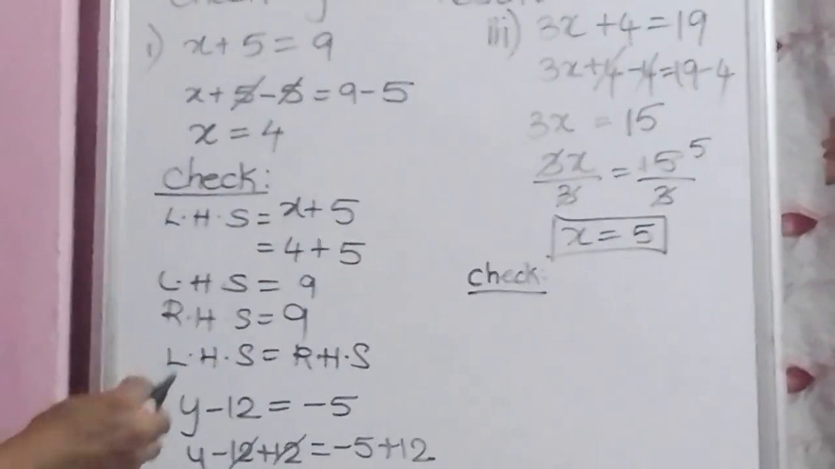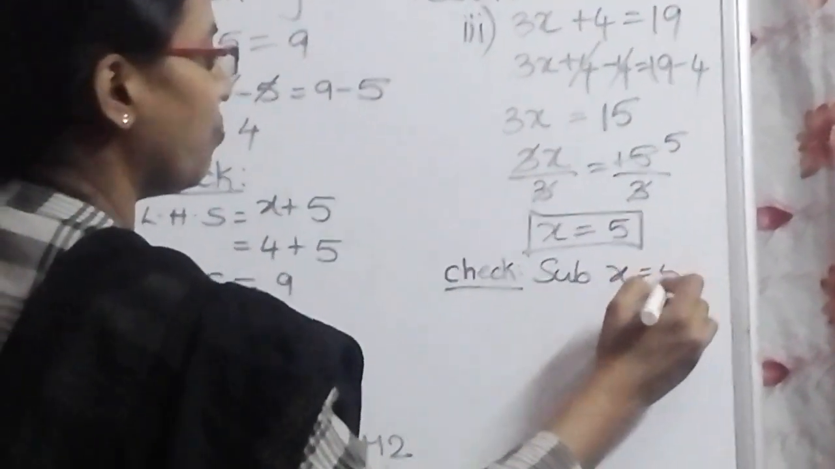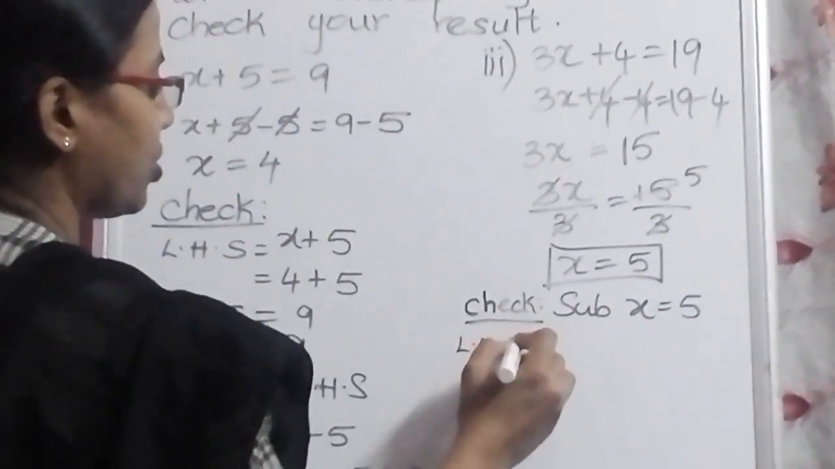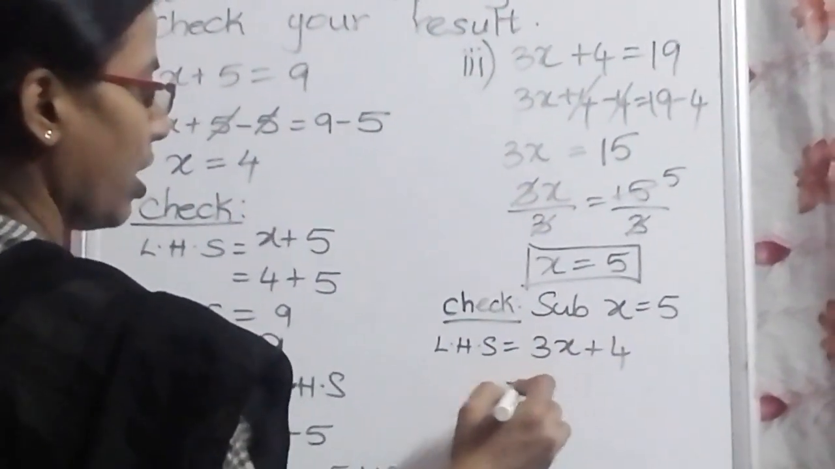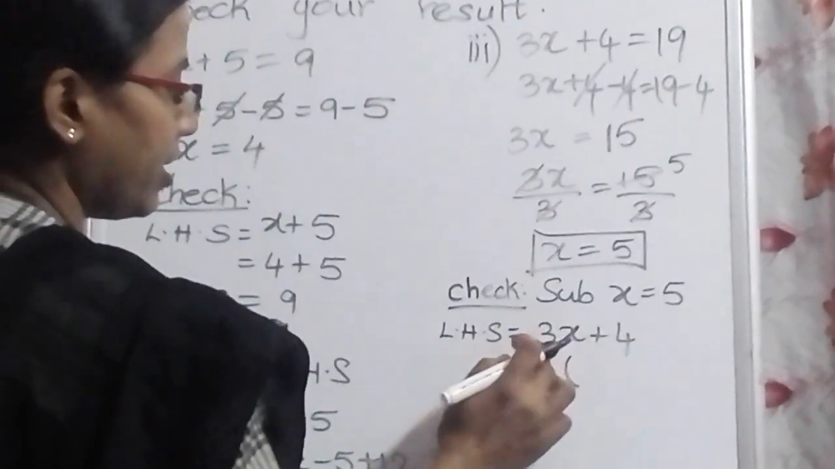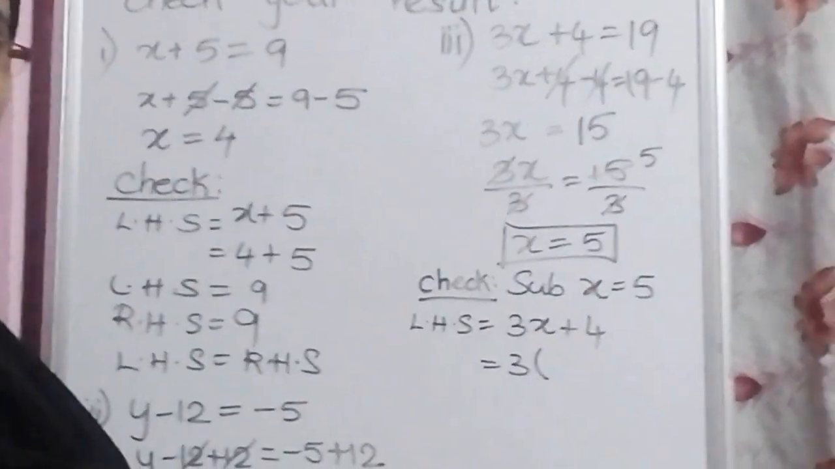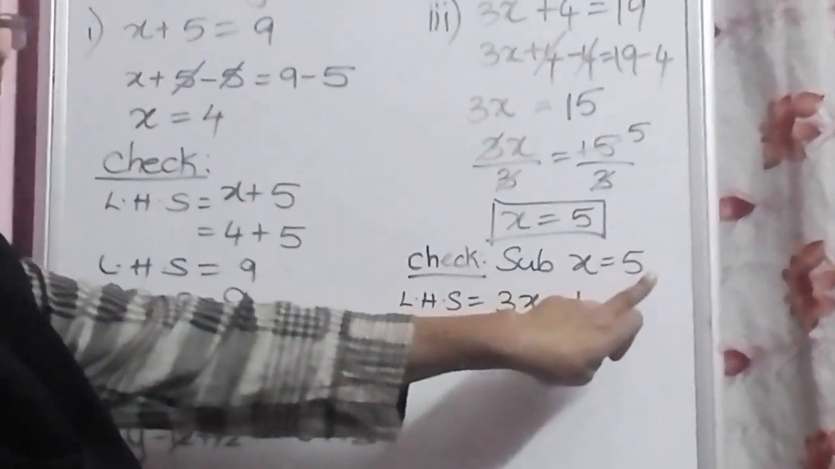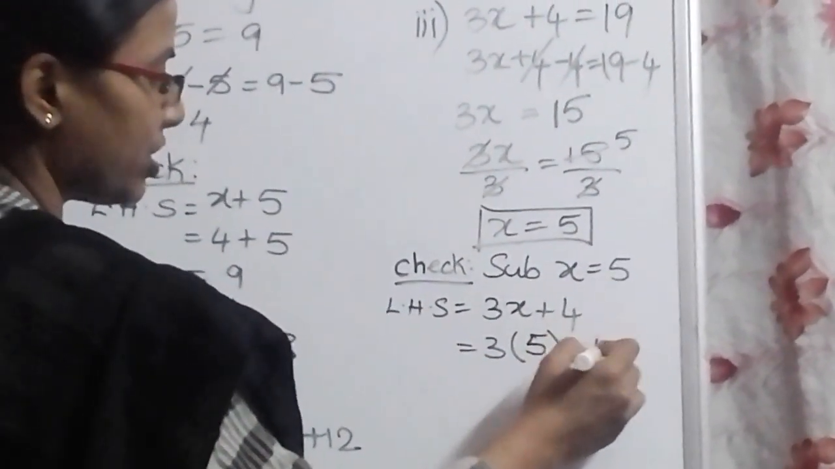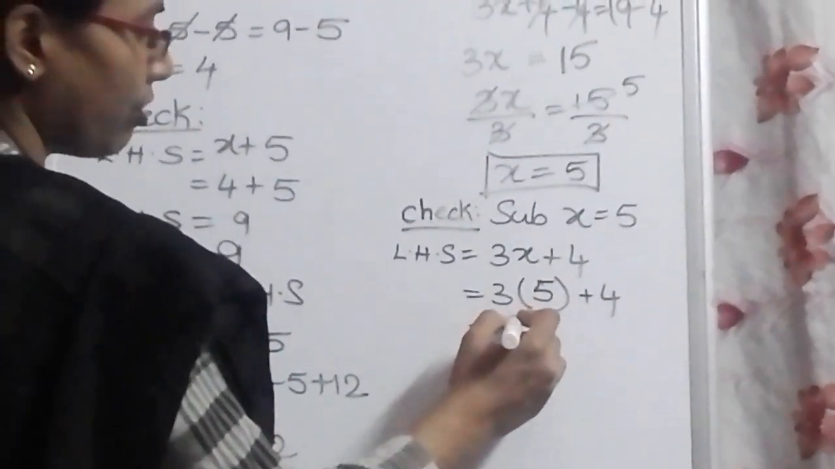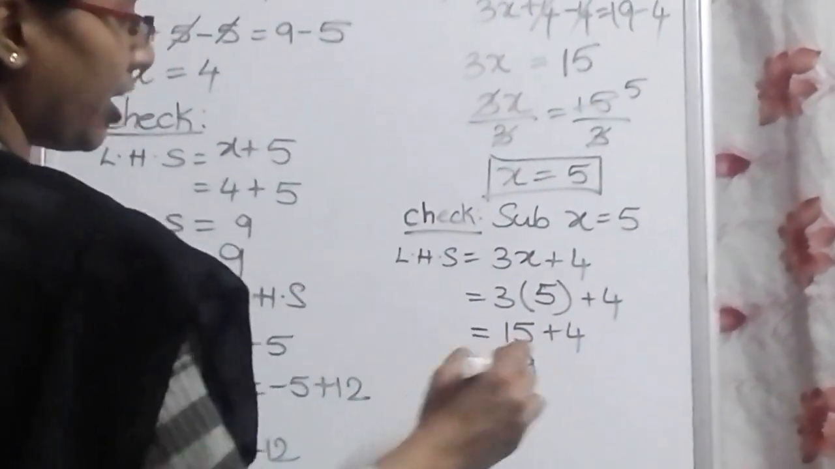Okay. Now we are going to check. For checking, we are going to substitute x is equal to 5. Let us take LHS. LHS is equal to 3x plus 4. What is there in between 3 and x? Multiplication is there. Now x value is 5, so we are going to write 5 here. 3 into 5 plus 4. 3 5s is how much? 15 plus 4. 15 plus 4 is 19.